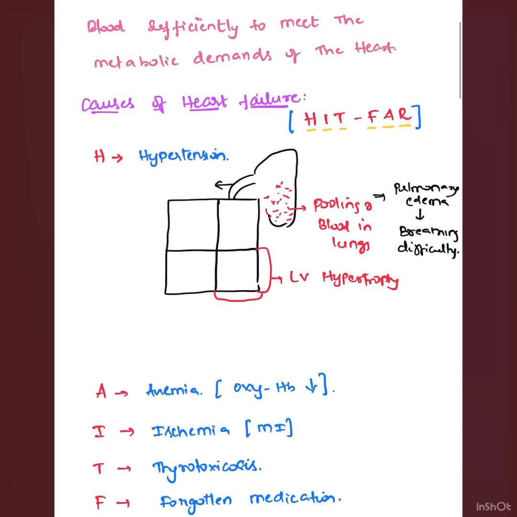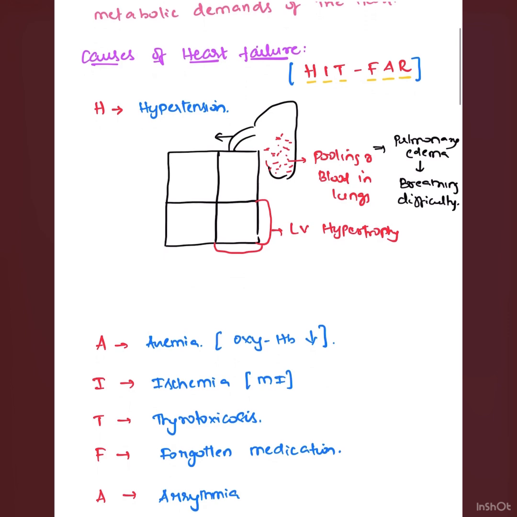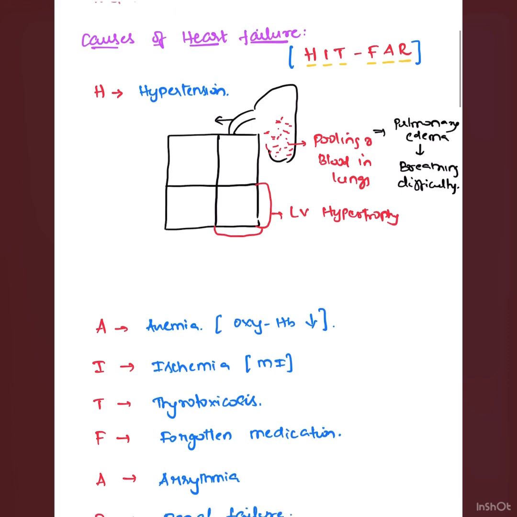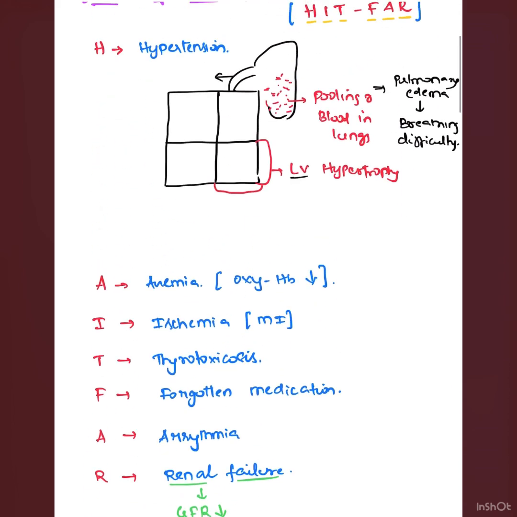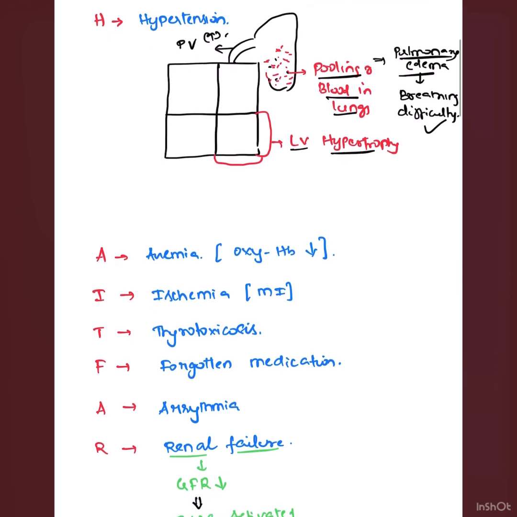There is a mnemonic known as HIT-FAR. So the first one is hypertension. When long-standing persistent hypertension occurs, that leads to left ventricular hypertrophy. Because of left ventricular hypertrophy, pressure is created in the left ventricular end, so the pressure in the pulmonary vein also increases. Hence pooling of blood occurs in the lungs. Pooling of blood leads to pulmonary edema, and that leads to breathing difficulty. So this is one of the reasons.